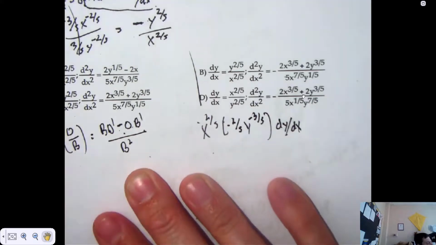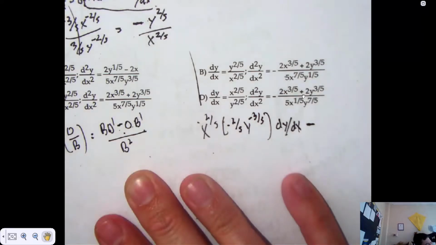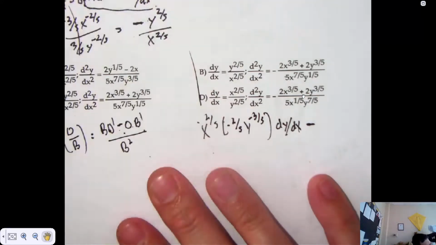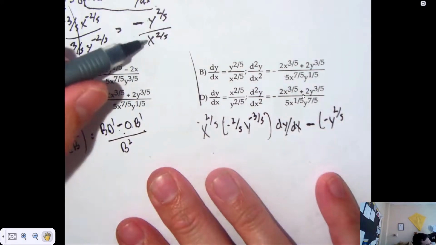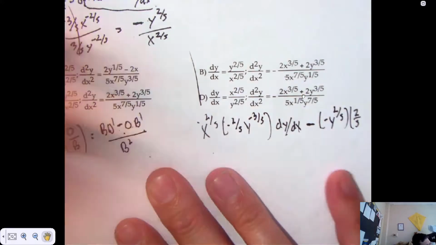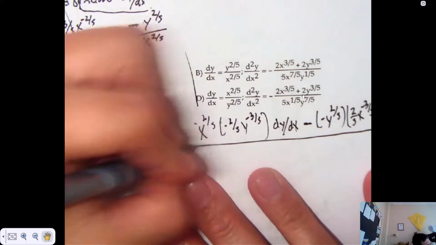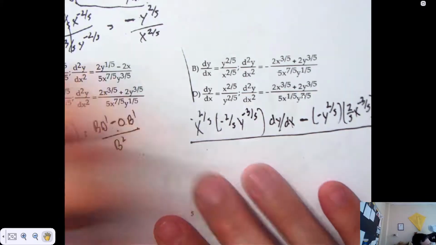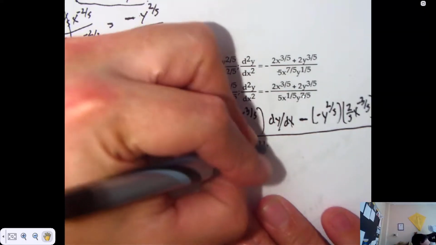It gets really ugly. It's got lots of fractions in it. Then take away the product of the second guy, which is the negative y to the 2/5, times the derivative of the denominator, which is 2/5 x to the negative 3/5, all sitting over x to the 2/5 squared.